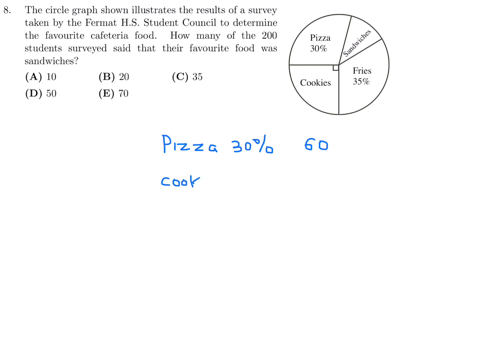Cookies. Well, cookies, they don't give you a percentage, but they give you this little symbol here, and that's 90 degrees. And 90 degrees represents a quarter of a circle, so it's 25%. 25% of 200 is 50. And then fries is 35%, and 35% of 200 is 70.